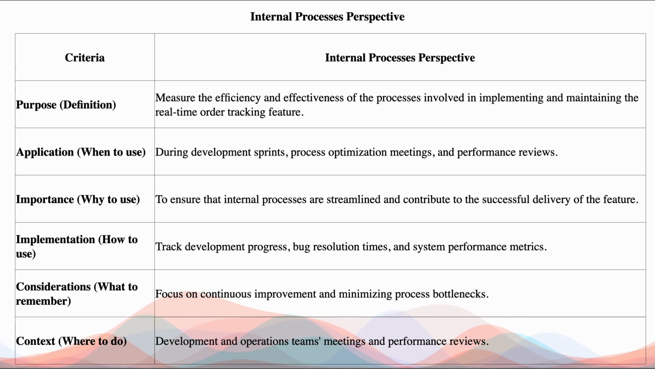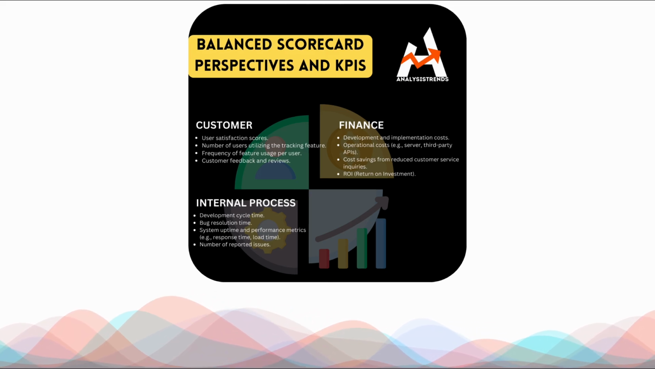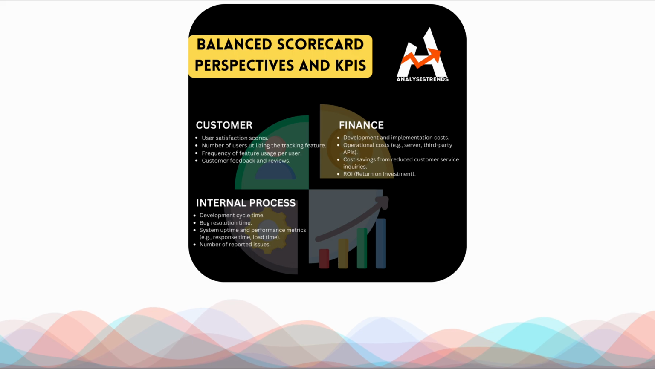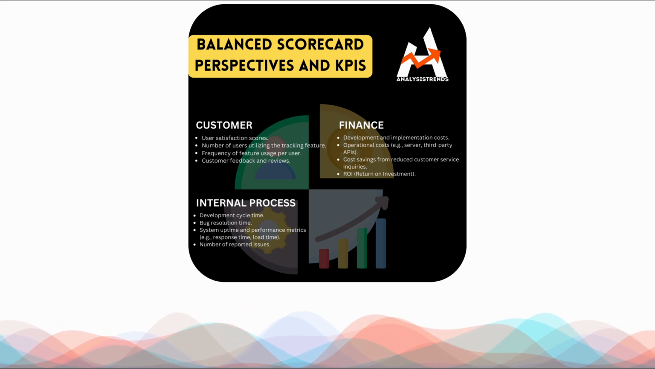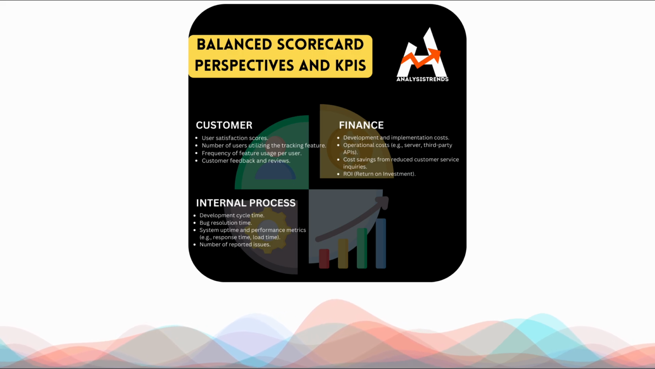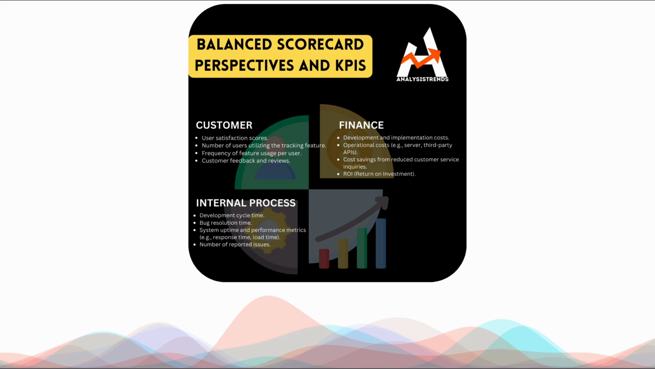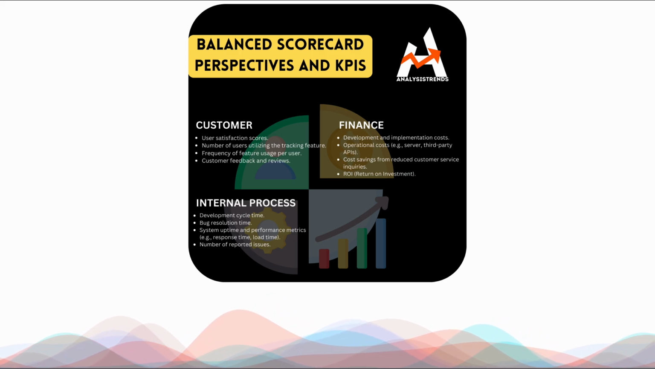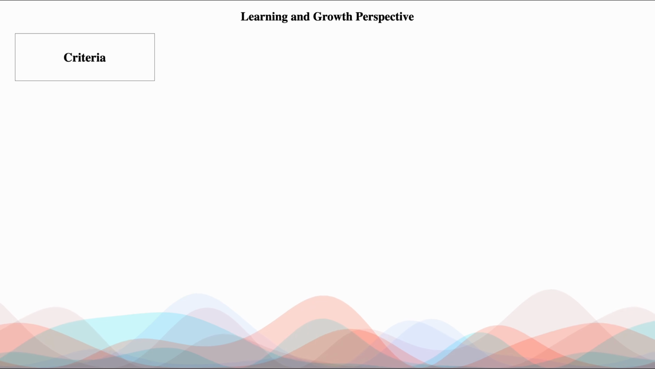Development operation team meetings. So development is the point where we use the internal process perspective. What are the KPIs we need to make sure of while it is developing? The development life cycle, how it will be developed. Bug resolution time, how much time it will take to resolve a particular bug. System uptime and performance metrics like response time, load time, performance, effectiveness, right? Number of reported issues to date. How many of them are there, how many we should get, and what should be the bug resolution time. So all these KPIs must be defined. That is nothing but the balance. We are balancing everything using the scores, metrics, and measures.